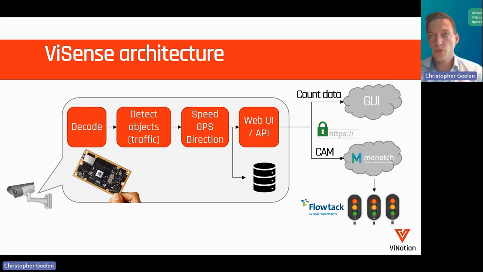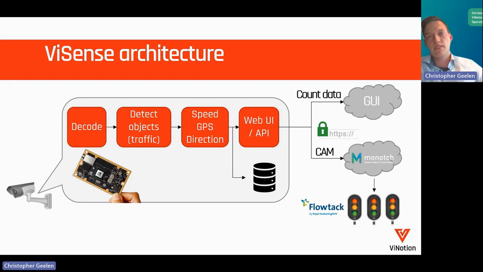This is done in two manners. One is that we provide a graphical user interface at which you can access the count results, seeing a trend analysis, historical data on the busyness of the intersection. And secondly, we also send out CAM data to Monodge, to their traffic light exchange platform.